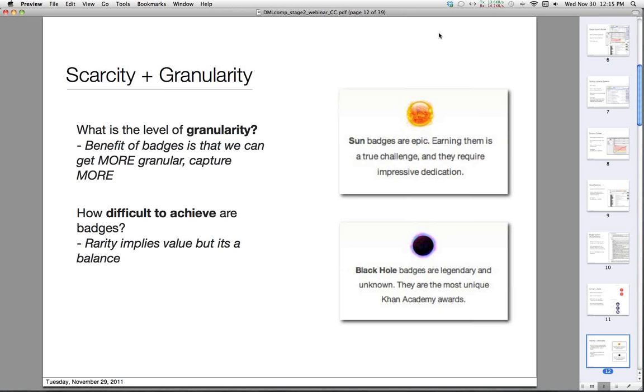And obviously rarity generally indicates that there's some value inherent in that. It's the same idea as the concept of diamonds: it's the perception that there are very few diamonds, so therefore they have a great value. And the badges that you're seeing there are actually badges from Khan Academy. So sun badges and black hole badges.